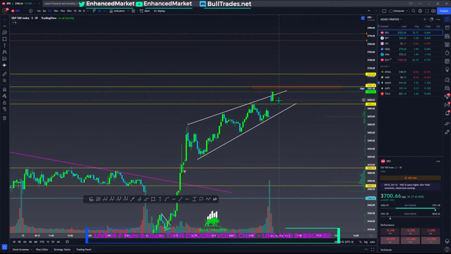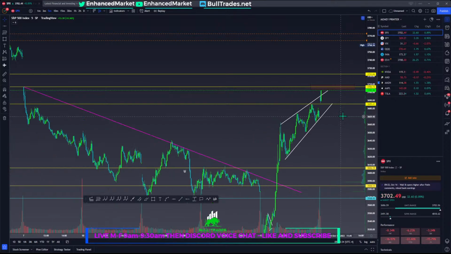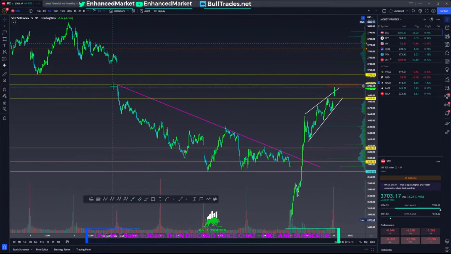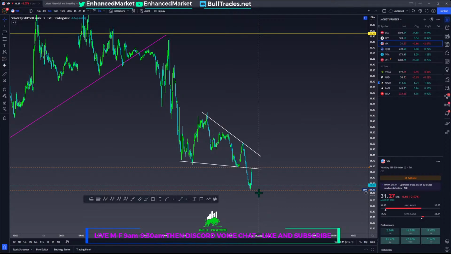Right, testing high of the day here. If this breaks, right, we need 3706. This previous resistance. All right, take a look at VIX. All right, breaking down. This needs to create a new low.